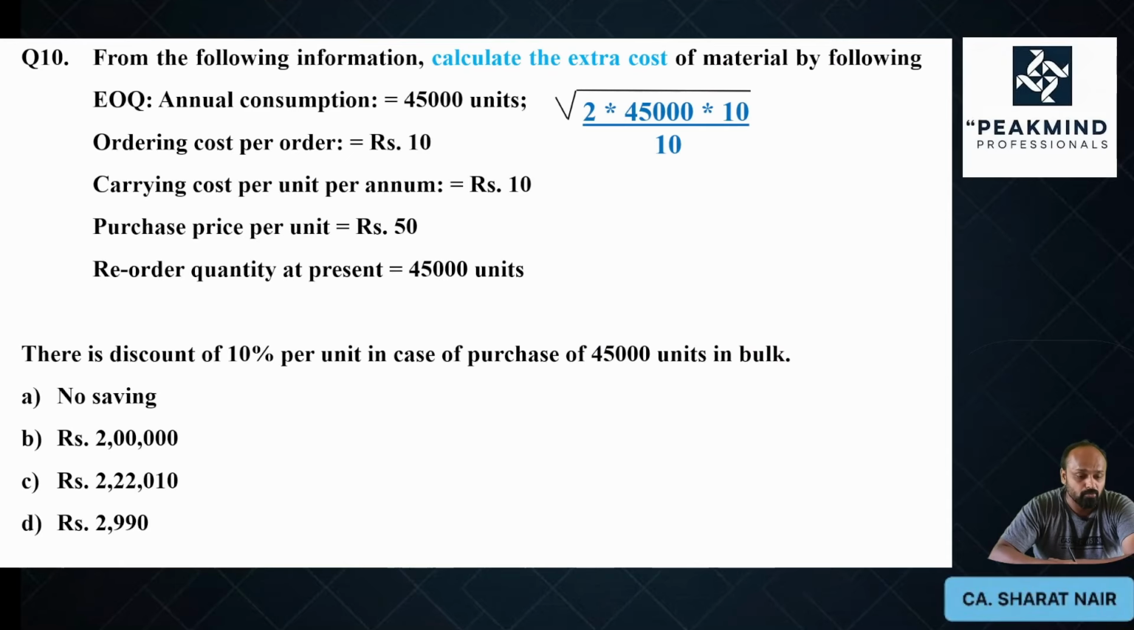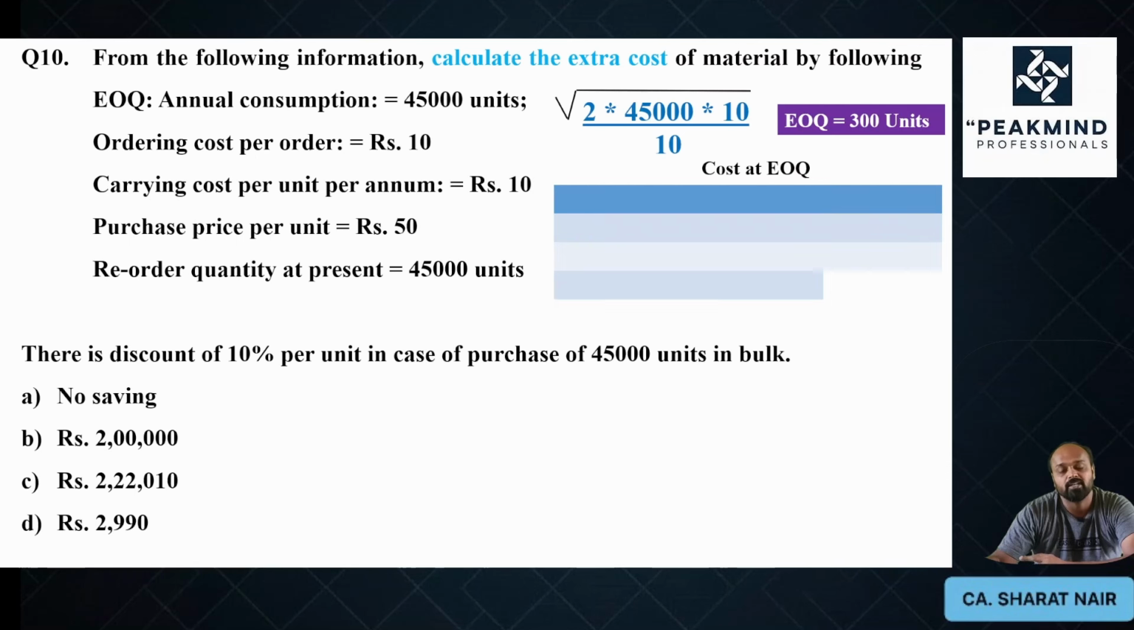Okay, so EOQ. Applying the formula of EOQ, 2 into annual consumption into ordering cost divided by carrying cost, we are applying 2 into 45,000 into 10 divided by 10. It will allow us to find out the EOQ, and EOQ turns out to be 300 units. Now the cost at EOQ level we need to compute.